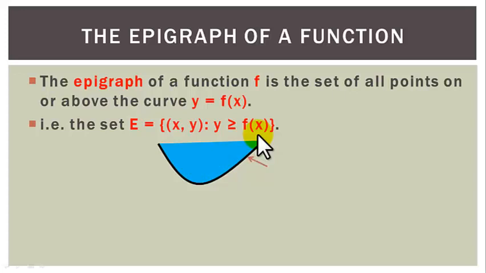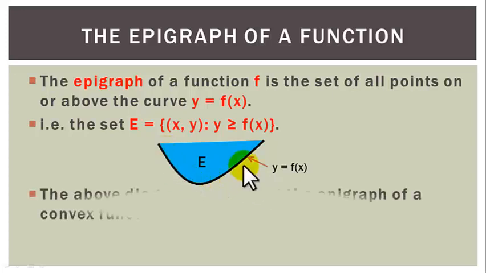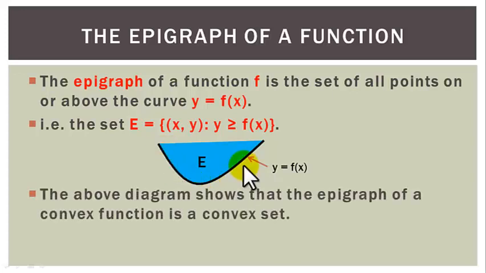This is the function f of x. That's y equal to f of x. And this is the epigraph E. You can see the set of all points, that is the portion shaded blue, colored blue. The set of all points here are on or above this curve. So the above diagram shows that the epigraph of a convex function is a convex set.